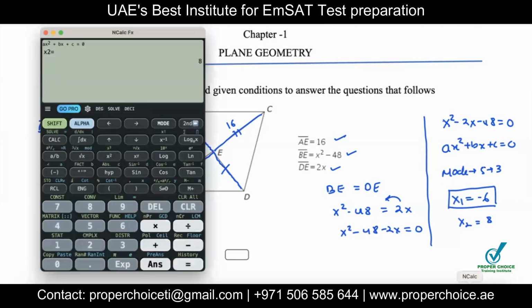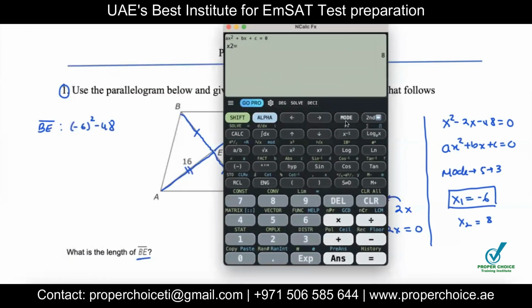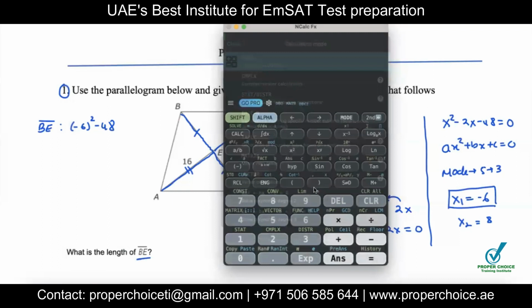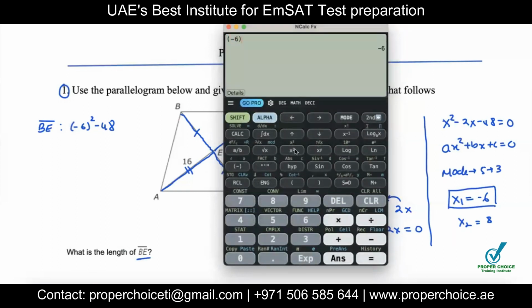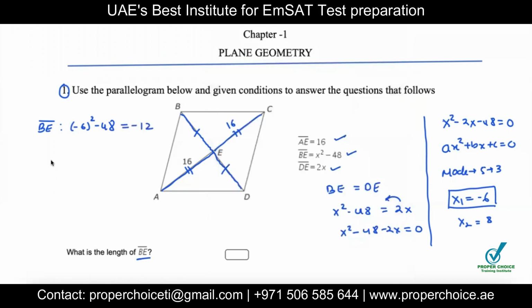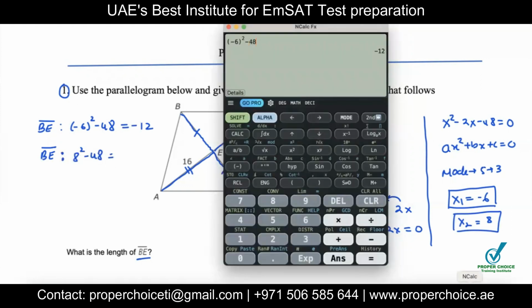So when you put it in the calculator and check what answer you get for it. So -6 squared minus 48, the result you are getting is -12. And when you substitute x as 8, what are you going to get? In that case, when you substitute x as 8, it's going to be 8 squared minus 48. So when you put 8 squared minus 48, we are getting positive 16.